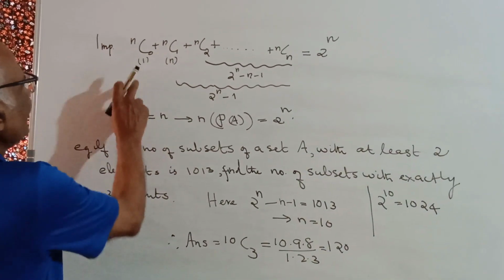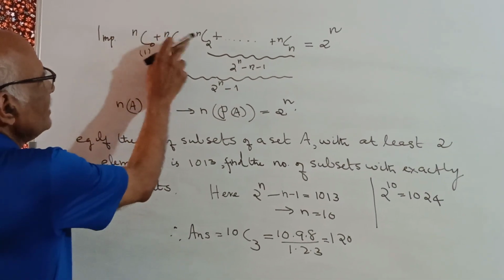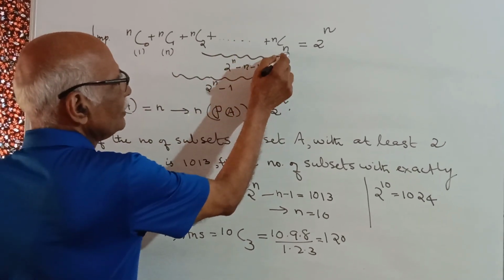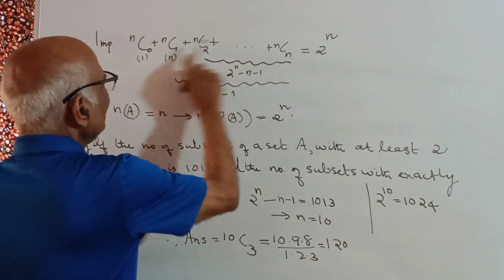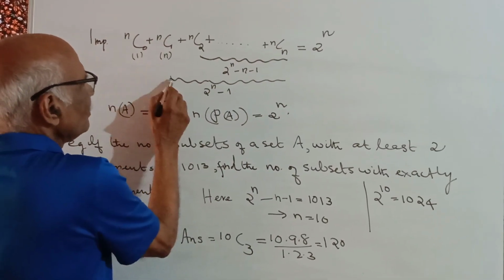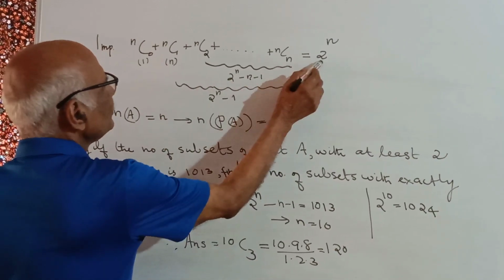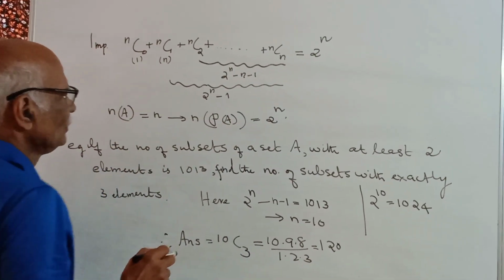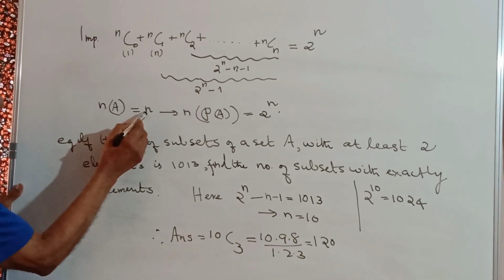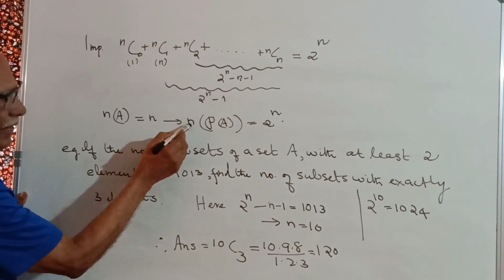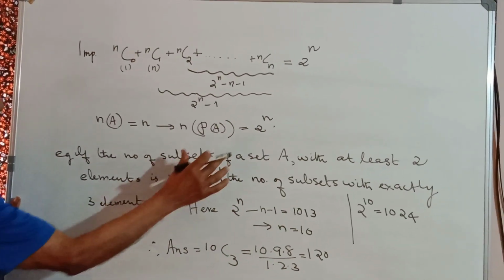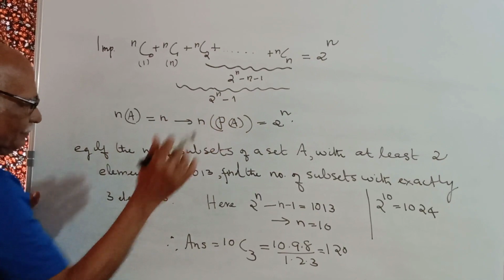Now if you consider nC0, this is 1. nC1 is n. So from nC2 onwards, the sum will be 2 raised to n minus 1 minus n. Now from nC1 onwards, the sum will be 2 raised to n minus 1. So if the number of elements in A equals n, the number of elements in the power set of A is 2 raised to n. This is a very important idea.